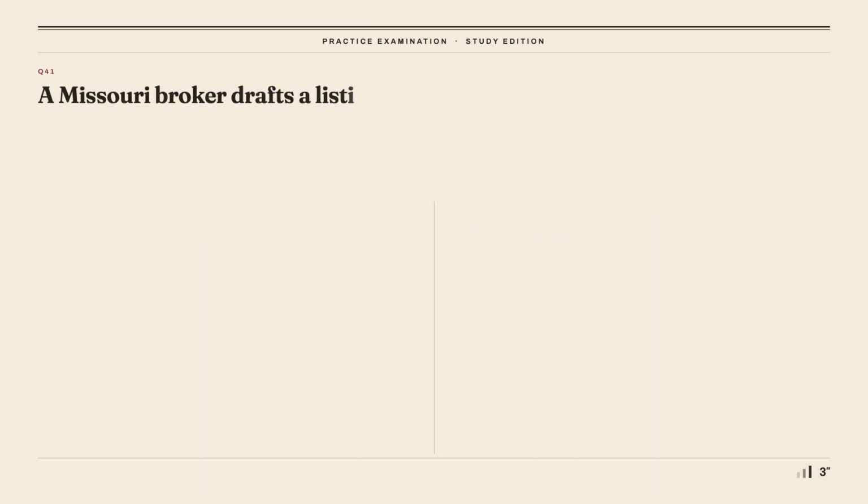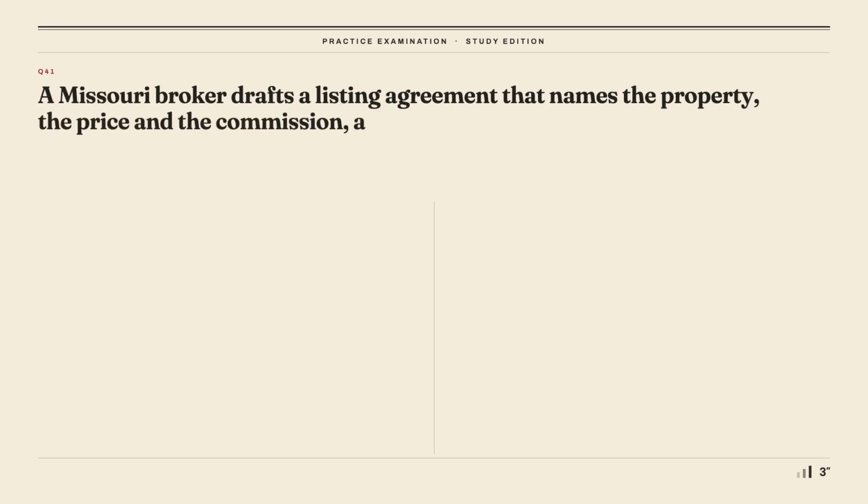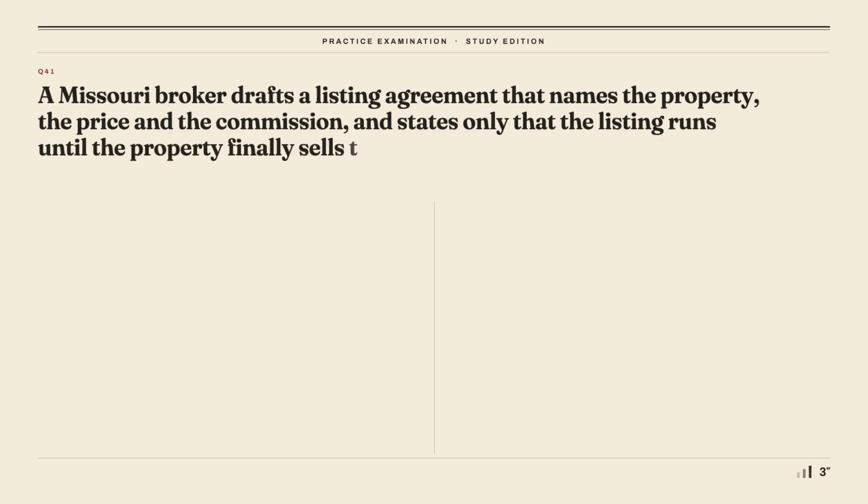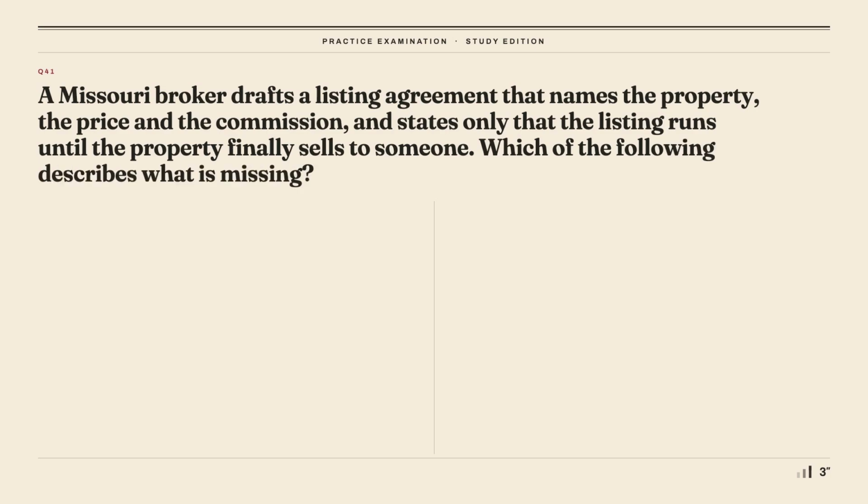Question 41. A Missouri broker drafts a listing agreement that names the property, the price, and the commission, and states only that the listing runs until the property finally sells to someone. Which of the following describes what is missing?